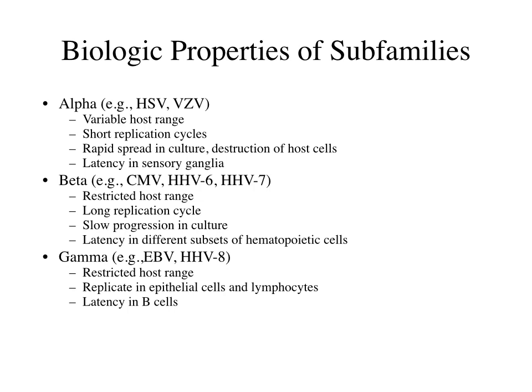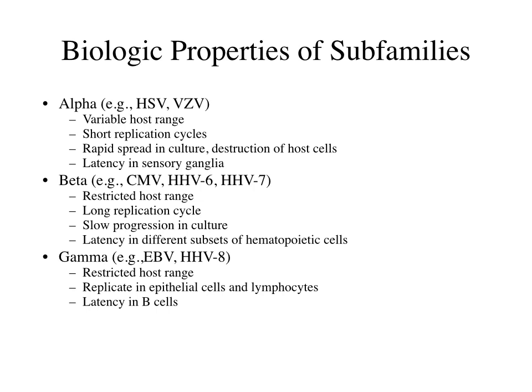With the beta herpes viruses, that's CMV and HHV6, you have a restricted host range, a long replication cycle, slow progression in culture, and like all herpes viruses, we see latency, but in this case, latency occurs in monocytes, macrophages, and memory B cells.